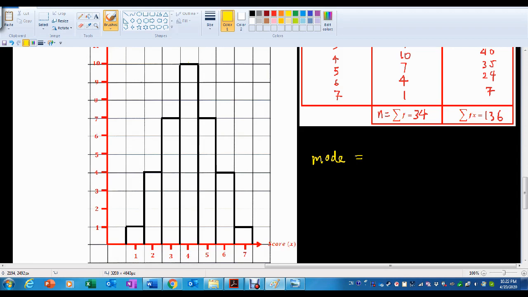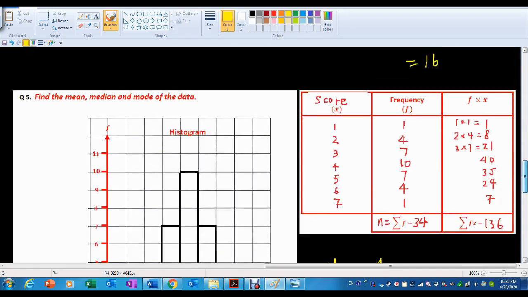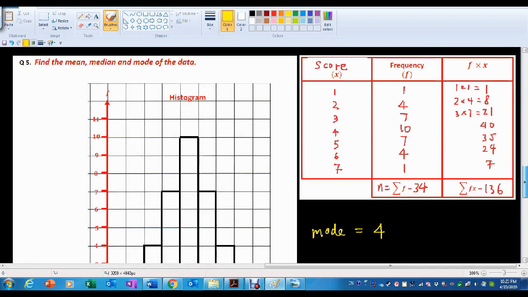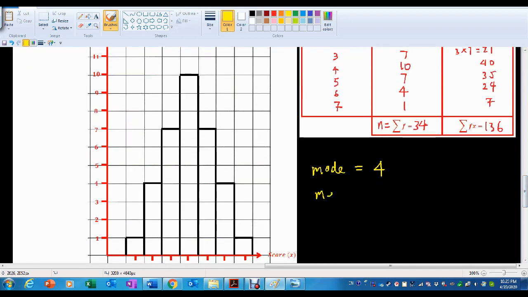You have 10 such scores, right? So 10 is the frequency of data 4, which is the highest. But when you answer the mode, you need to answer with the data, which is 4. And how about the mean? The mean is all about applying the formula. So again, I'm going to use this.